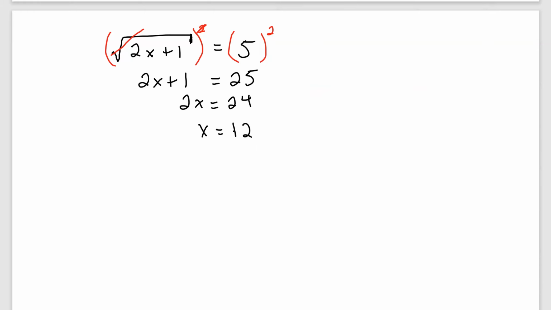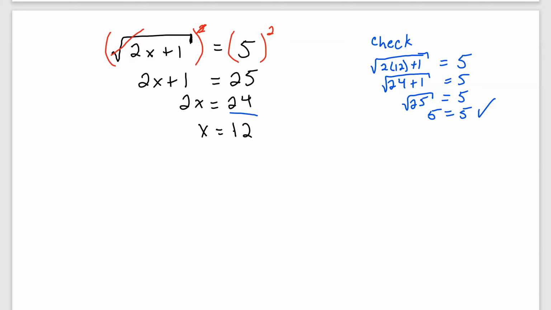I need to check, and so I'm going to check that 2 times 12 plus 1 does in fact equal 5. So 2 times 12 is 24 plus 1. 24 plus 1 is 25. And the square root of 25 is 5. So yes, this one does check out. So my solution is 12.